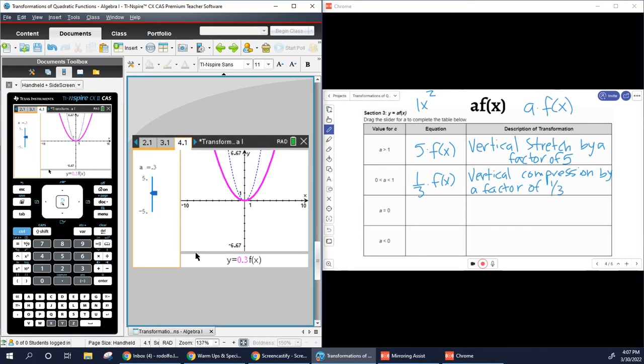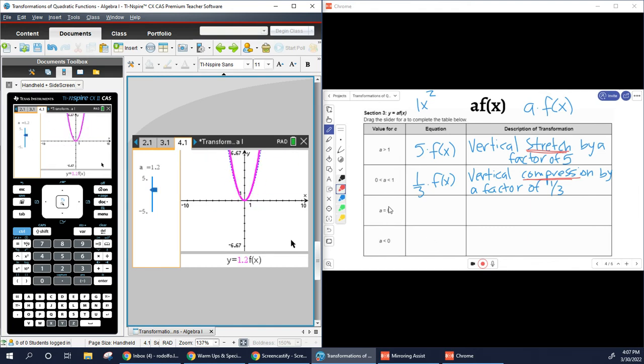Okay, so far we've done vertical stretch and vertical compression. It stretches when it's bigger than 1, and it compresses, or it gets wider, when it's less than 1. Of course, we're still dealing with positive numbers. So decimals or fractions between 0 and 1 are going to be a compression. It's going to keep this wider, right? Whenever it is bigger than 1, it's going to get stretched. Vertical stretch versus vertical compression.